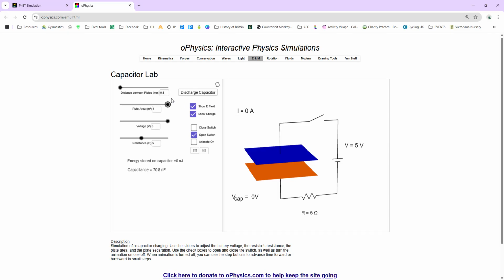So with maximum capacitance and resistance set to a middle value, I'm going to close the switch and see what the maximum current will be. Then we'll turn the animation on and let it run. So there is our initial value. It's going to be 1 amp. I will give you a countdown to start the timer. Stop your timer at 0.5 amps. 3, 2, 1, now.